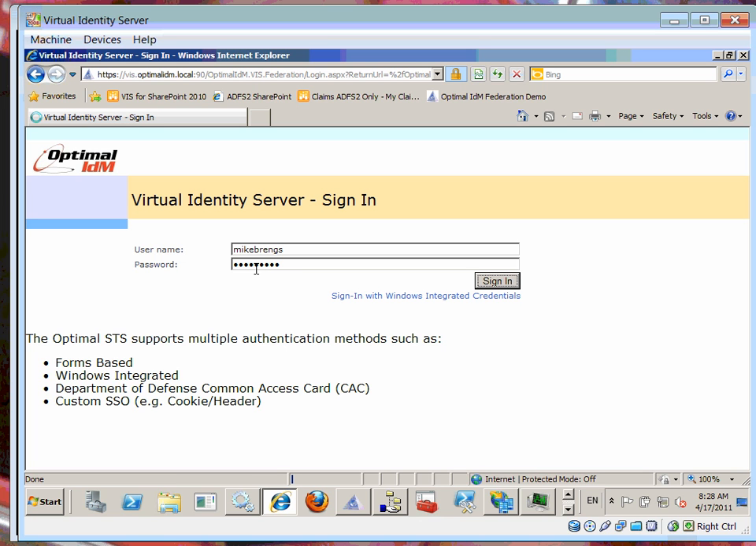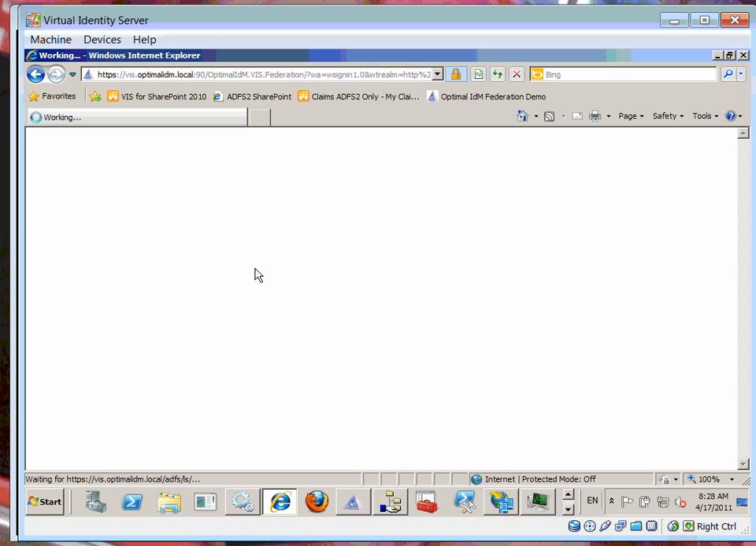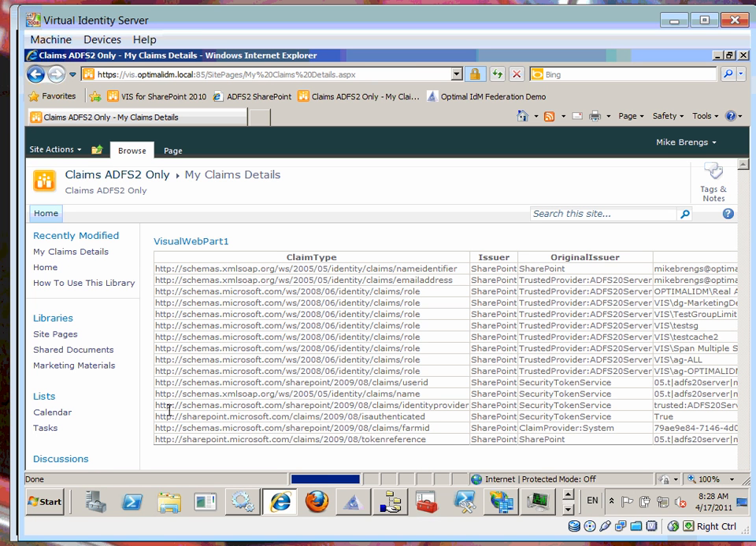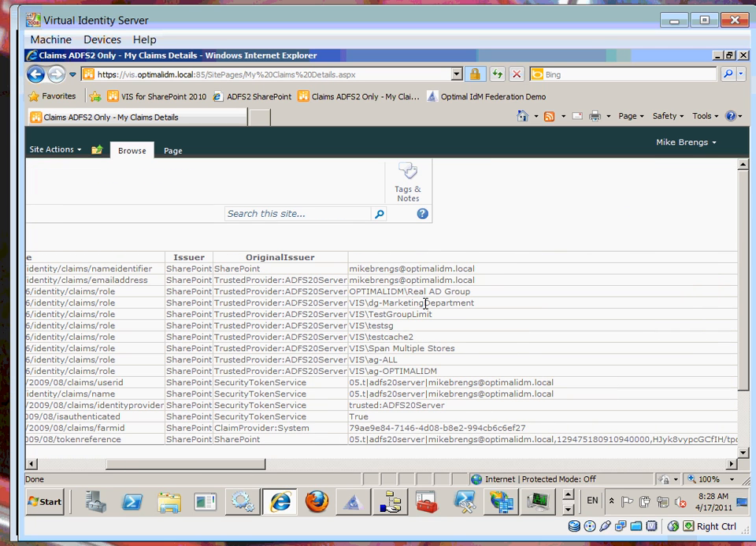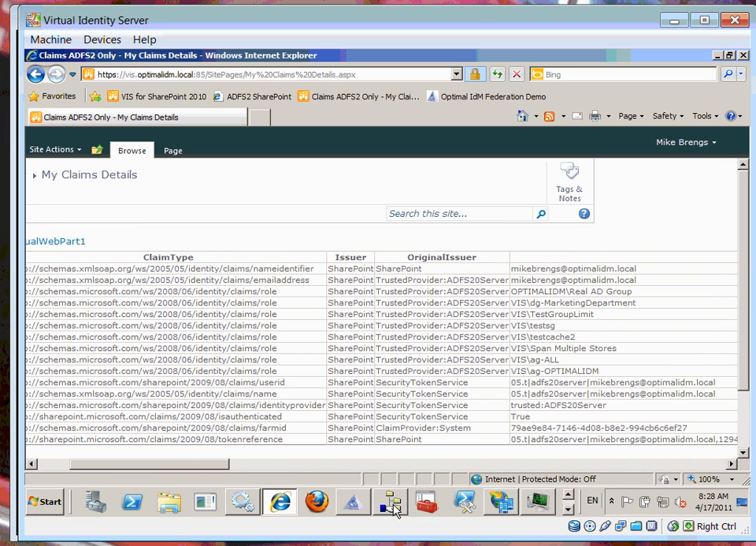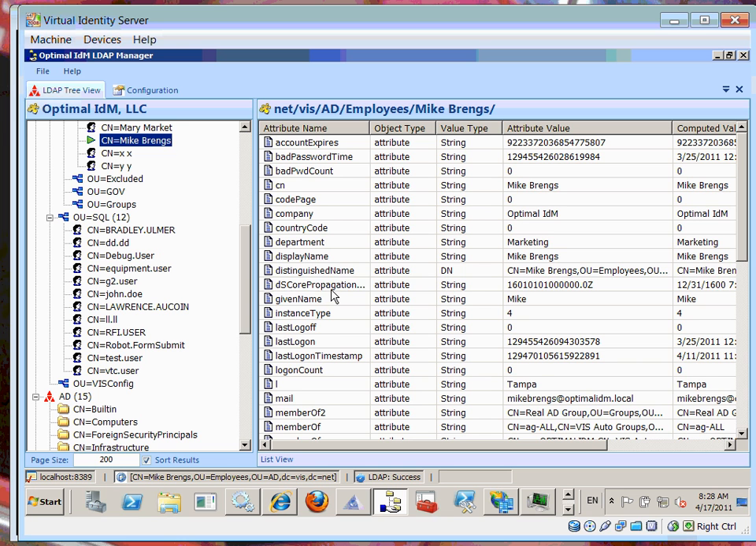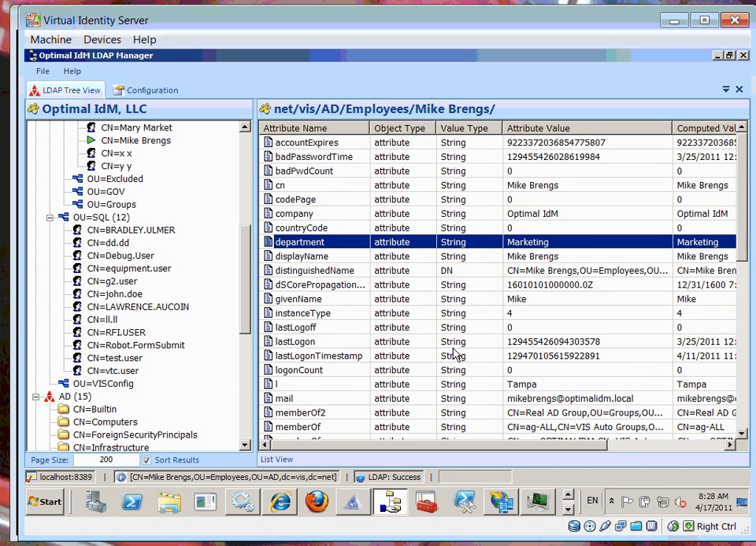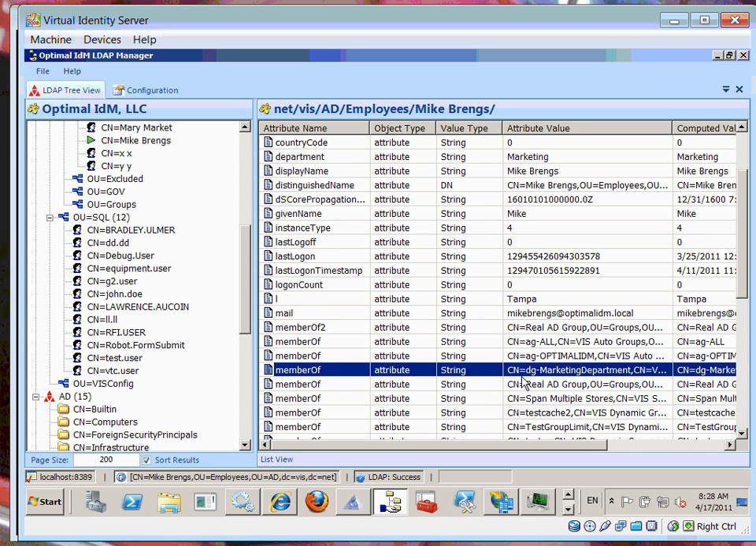So I'm an on-premise user, Mike Brang, in our Optimal IDM Active Directory, and I'm able to authenticate over here to SharePoint, and you can see the ADFS trust in the bottom. After I get authenticated into SharePoint, you can see that several claims were issued to SharePoint, one of them being this DG-marketing department. It was actually a dynamic group, and it gave me access to this marketing materials document library over here. That actually was issued and surfaced as a claim because my department here is set to marketing, and you can see that DG-marketing is what I have in terms of member of.